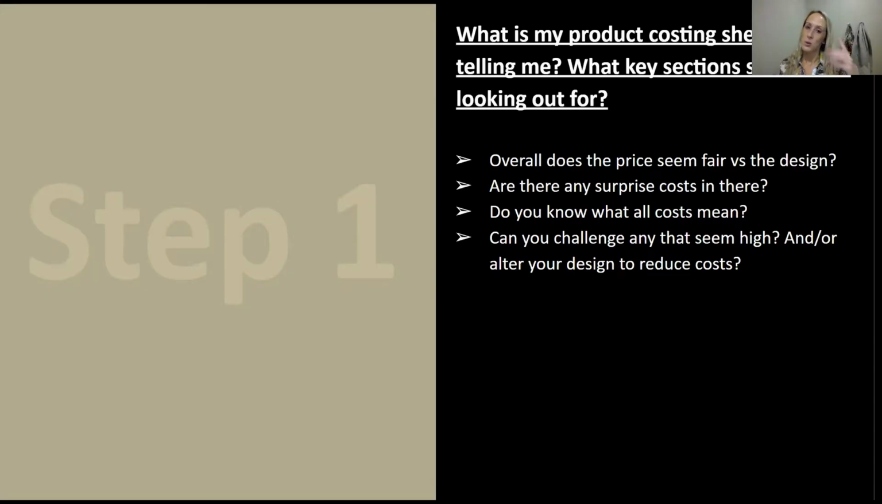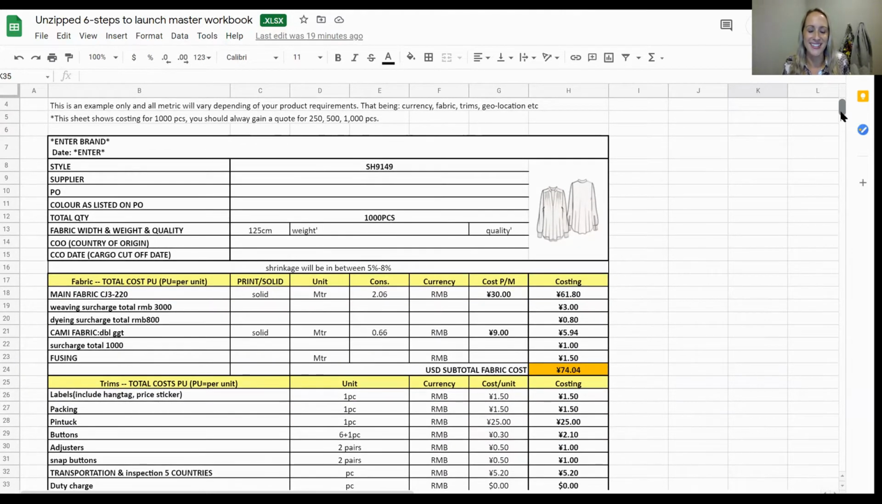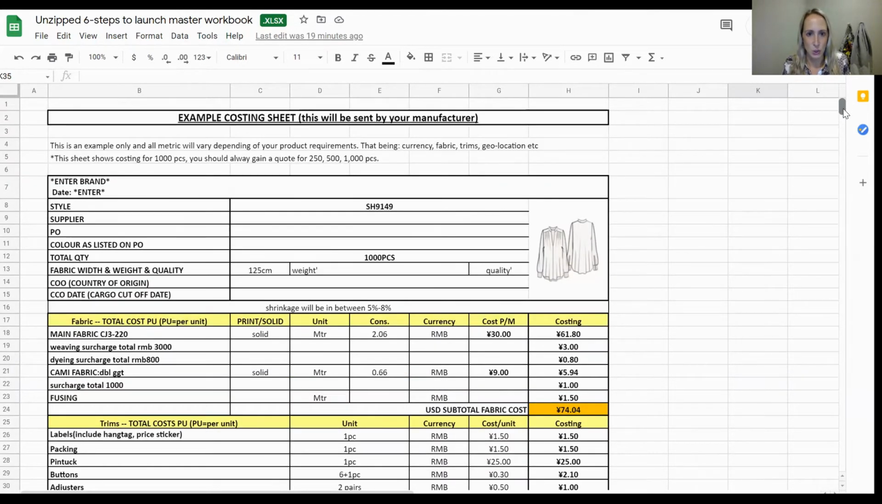So step one, we're going to actually go through a costing sheet, and I'm going to walk you through what to look out for and how to know if it's a good cost or not. So let's just get stuck straight into looking at a costing sheet. So here we go. This is a costing sheet. This is an example of what one looks like. This isn't real. It's just made up for you guys. So yeah, it's not too scary.